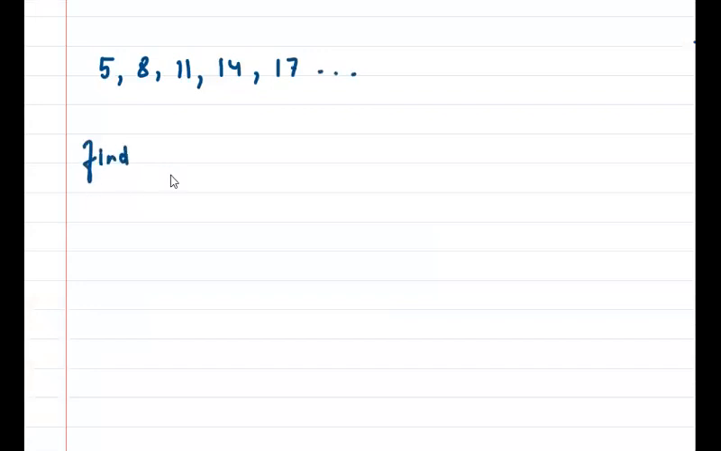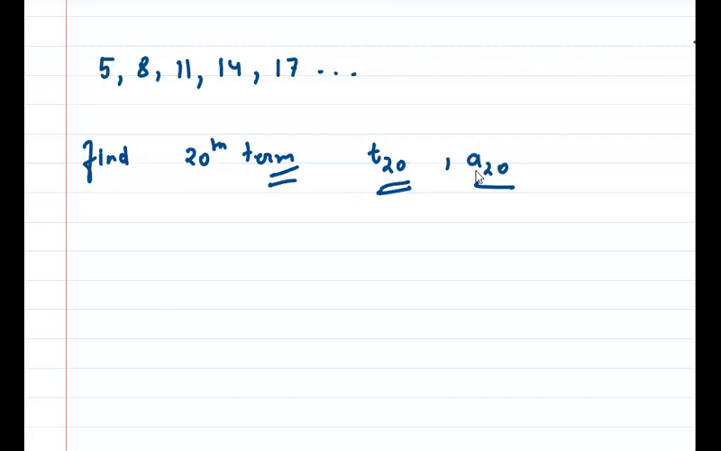So let's see one more problem. Suppose I have this sequence 5, 8, 11, 14, 17, and so on, and I am asked to find the 20th term. Obviously this 20th term I'll write as T20. This is the notation, or you can write it as A20. Either A20 or T20, doesn't matter. This is your Tn, because n is 20. Got it, Prahlad? You got this?